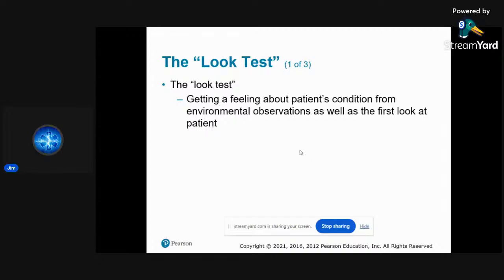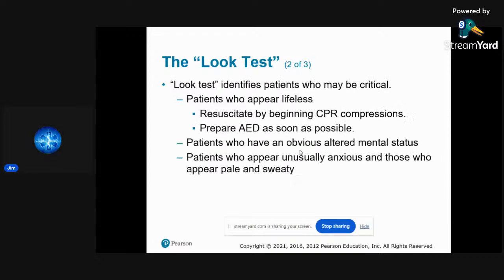The look test. Get a feeling about a patient's condition from environmental observation as well as the first look at the patient, right? This is what I talked about, the across-the-room look. This can identify patients who may be critical. If they appear lifeless, resuscitation will begin with CPR compressions and prepare an AED as soon as possible. Patients who have an obvious altered mental status, patients who appear unusually anxious, and those who appear pale or sweaty are all patients that could be critical.